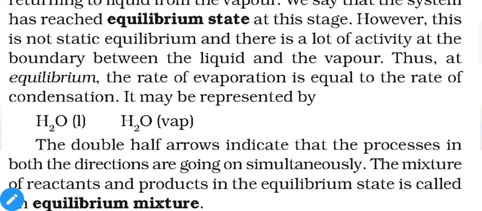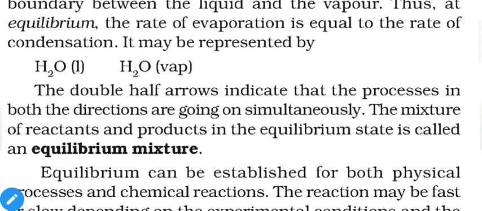Now, condensation means conversion of gas into liquid or solid. It may be represented by H2O liquid to H2O vapor, and two half arrows are not printed in this case, so let us represent them. The double half arrow indicates that the process in both directions is going on simultaneously. That means the forward reaction as well as the backward reaction, both are simultaneous.